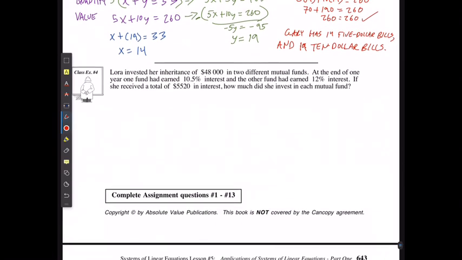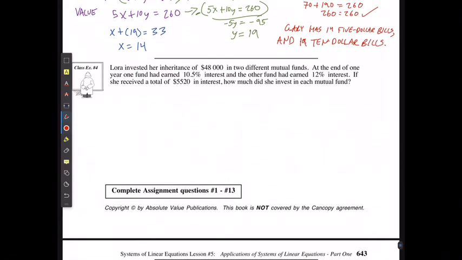All right, that's a value question. There's another type of value question, which is going to be a percentages or an investment question. So, Laura invested her inheritance of $48,000 in 2 different mutual funds. At the end of 1 year, one fund had earned 10.5% interest and the other had earned 12% interest. If she received a total of $5,520 in interest, how much did she invest in each?